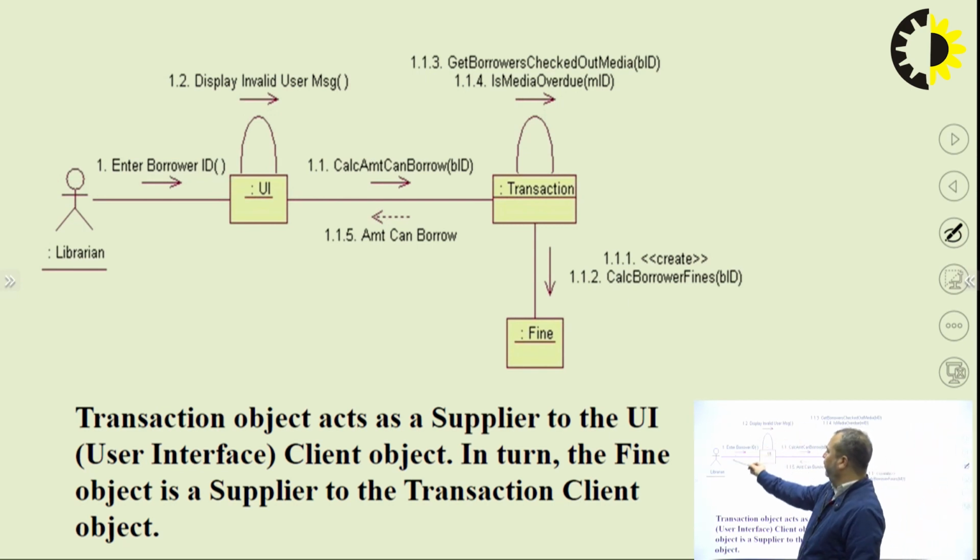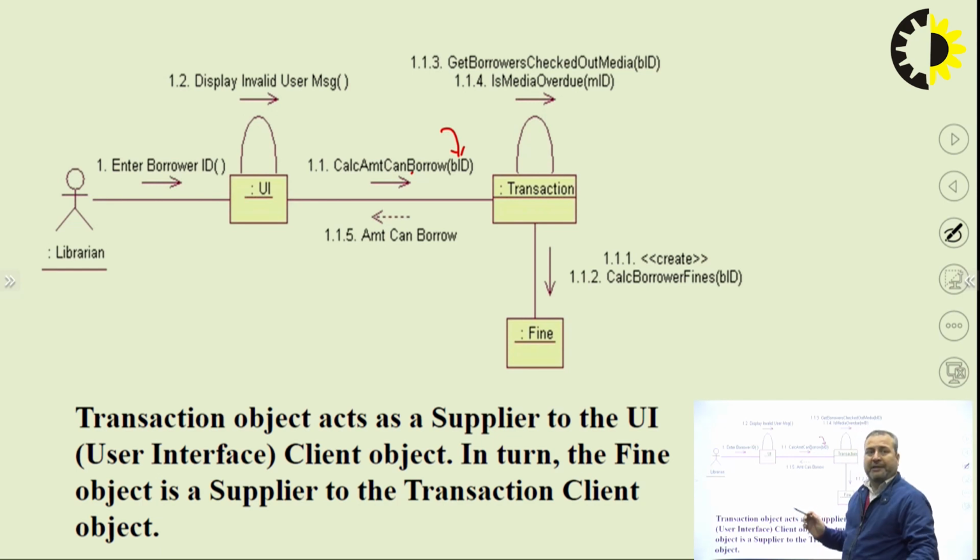So this is the graphical notation. These all are the objects, and these are the functions, you can say, like enter borrower. There will be code written, calculate amount can borrow. And this is the message, for example BID, which we have passed. So in a collaboration diagram, what may come? Objects, or you can say classes more specifically. And how the objects communicate is by using this.